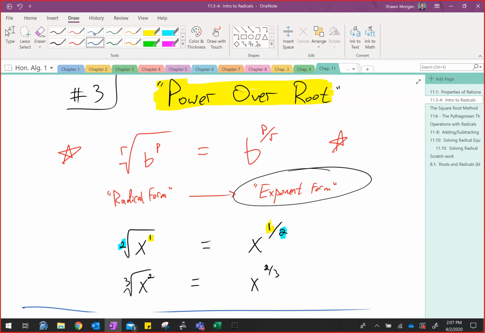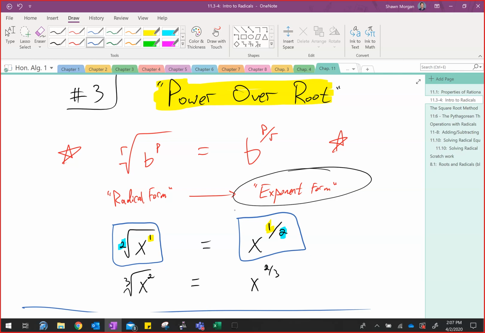Anyway, the idea here is to be able to take something like the square root of x and write that as x to a power. Look at what I've got down here: the square root of x. Remember the phrase that pays is power over root? That's the same thing as x to the 1/2, where the power was 1 and the root was 2.